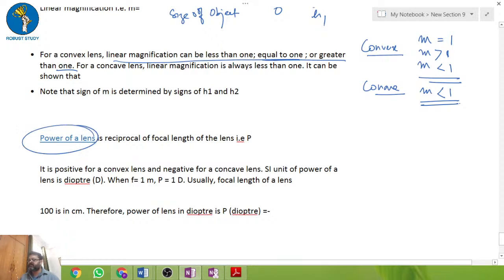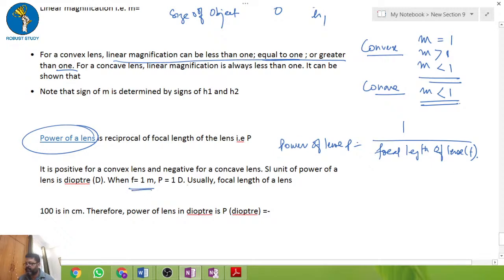There are a lot of questions they ask, 1 marker, 2 marker. So the power of a lens is the reciprocal of the focal length of the lens. Power of lens P is equal to the reciprocal of the focal length of the lens, which is f. If the focal length is 1 meter, power is 1, and it is measured in diopter. The SI unit of power is diopter.